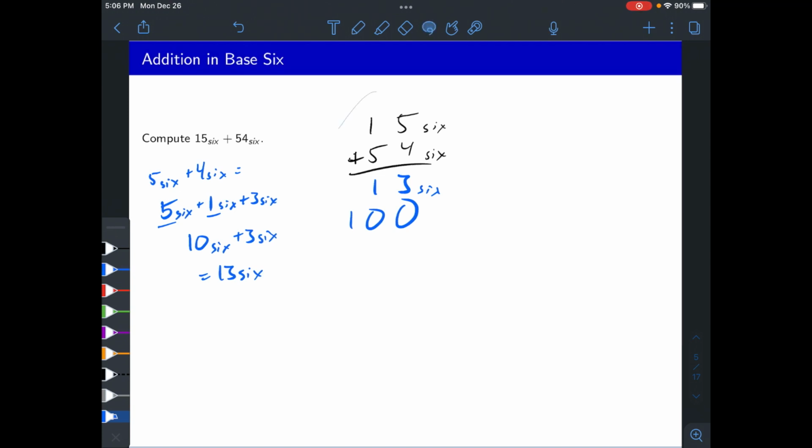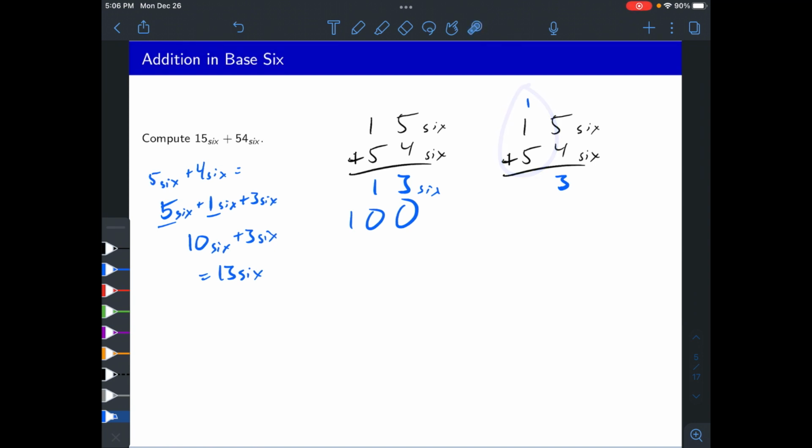If you wanted to, you could also, of course, record this same information by carrying the 1. 5 base 6 plus 4 base 6 is 13 base 6. So I put a 3 right here and then carry the 1. And then if I wanted to do, oh gosh, sorry. Wait, no, I'm fine.